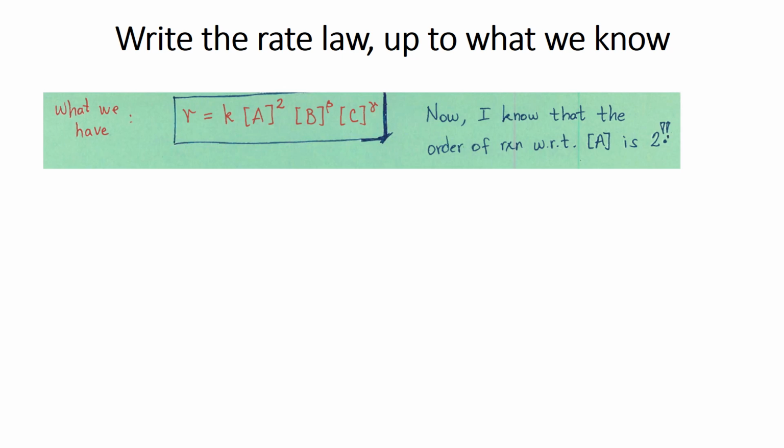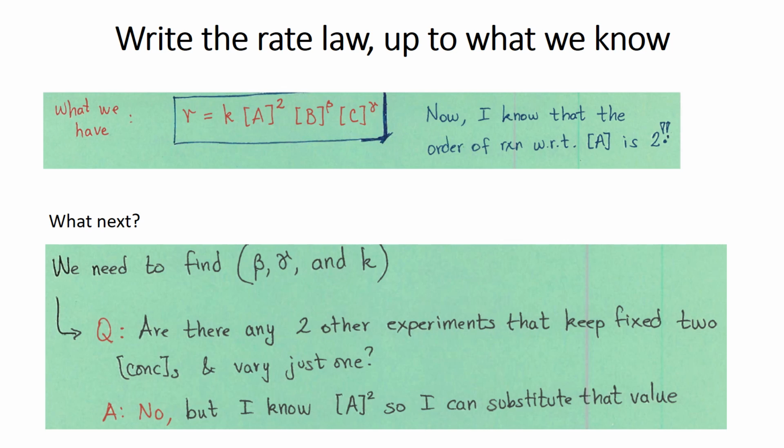Now we know the exponent for A, so we can write the rate law up to what we know: rate equals k, the rate constant, times the concentration of A squared, times the concentration of B to the beta, times the concentration of C to the gamma. So we know that the partial order of reaction with respect to A is equal to 2. What next? We need to find beta, gamma, and k, the rate constant. The question is whether there are any two other experiments that keep two concentrations fixed and vary just one. If you go back and look at all the data, there is no such thing.